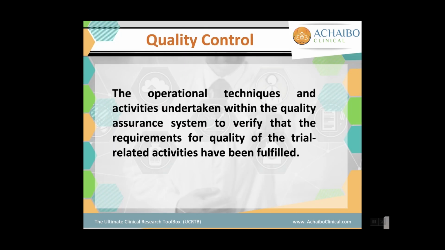Then quality control are the actual operational techniques and activities undertaken within the quality assurance system to verify that the requirements for the quality of the trial related activities have been fulfilled. So these are actually the operational techniques, the actual activities that are going on to ensure that the trial related activities have been fulfilled. So quality assurance captures everything. It is the map, and quality control is actually what you're going to be doing, those different techniques that you're going to undertake to ensure that everything is implemented accordingly.